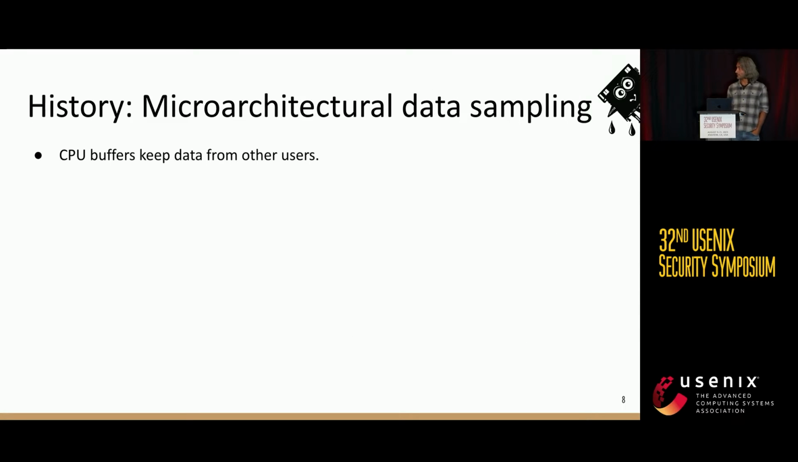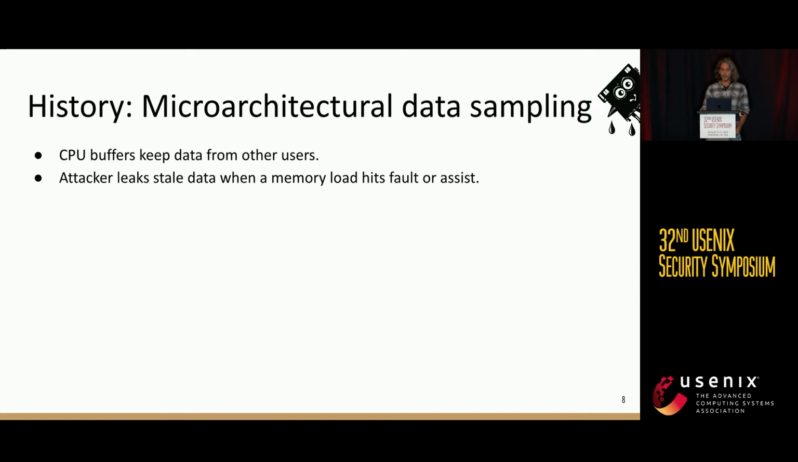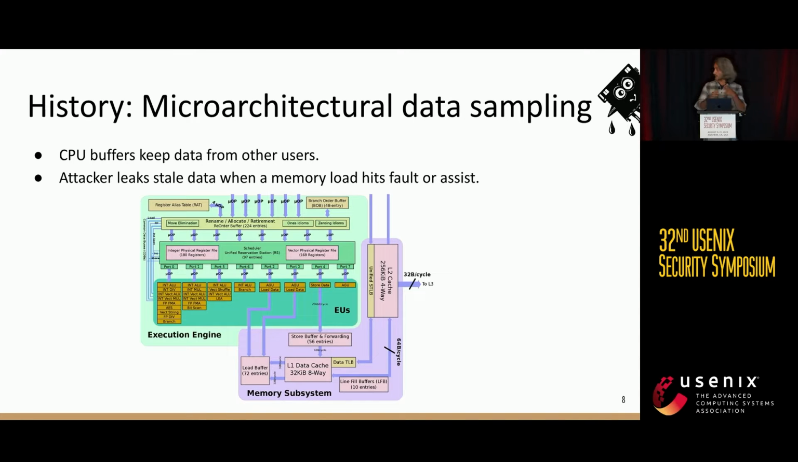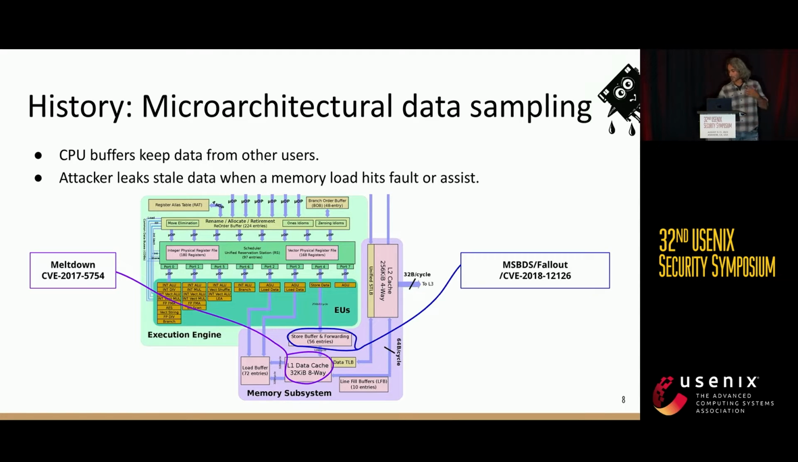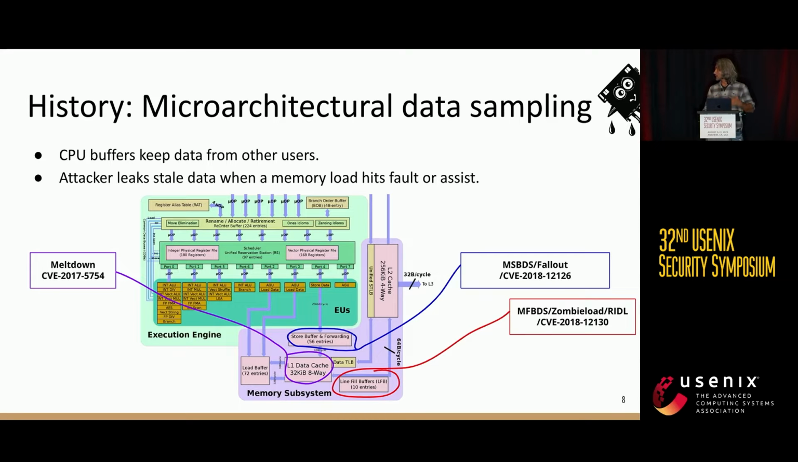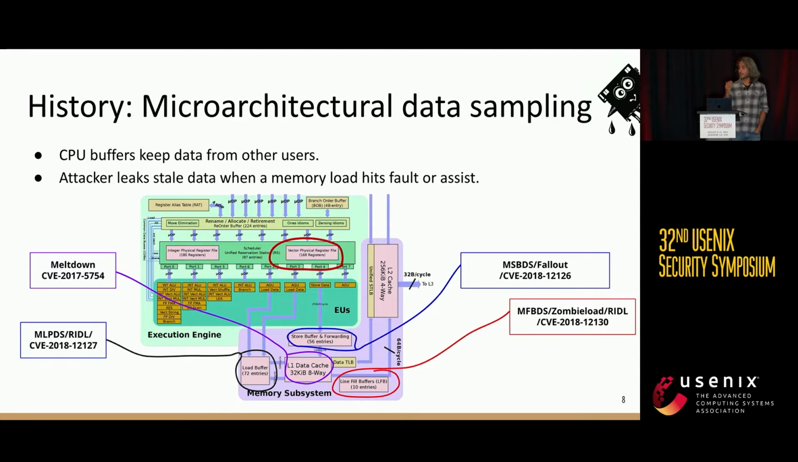One thing these attacks had in common is that there are CPU buffers that keep data from shared users. When an attacker accesses memory that hits an exception or a microcode assist, something we saw earlier in a prior talk, data leaks from these different microarchitectural buffers. Meltdown leaked from the L1 data cache, Fallout leaked from the store buffer, ZombieLoad and RIDL from the line fill buffer, and RIDL also from the load buffer. In this talk, I'm going to talk about the gather instruction leaking from the buffer in the middle, which is the vector register file.